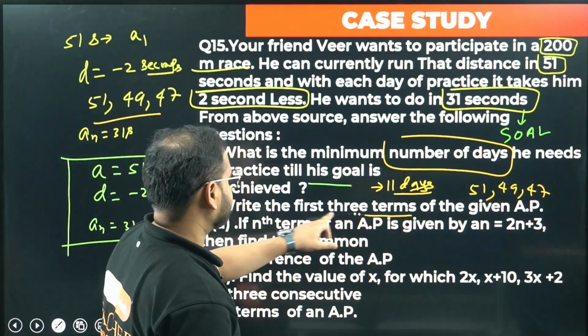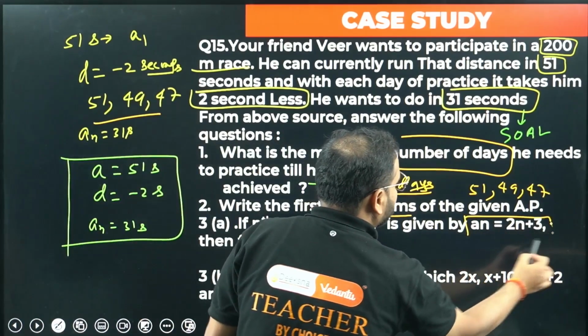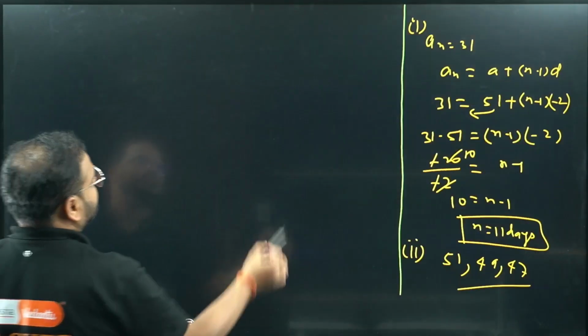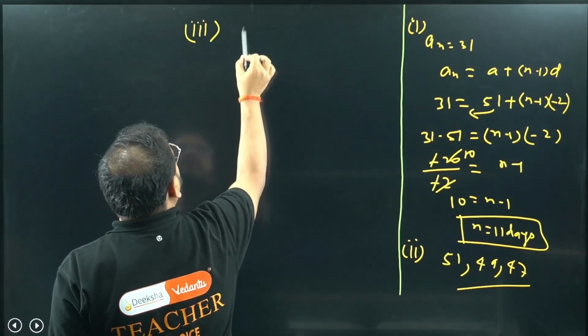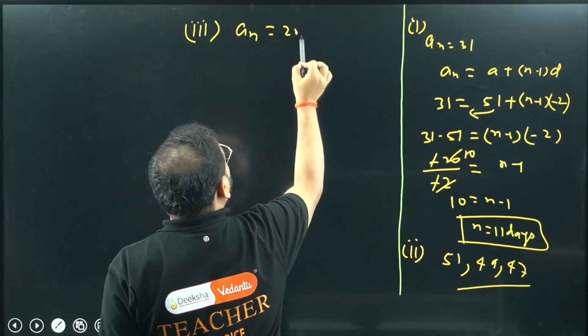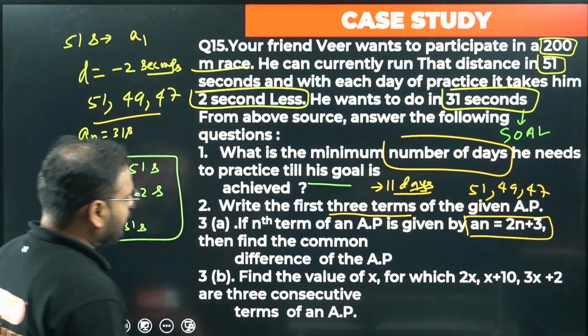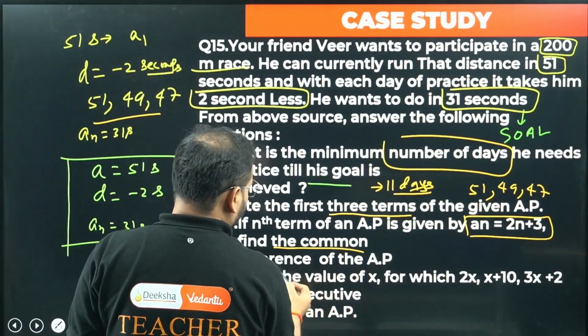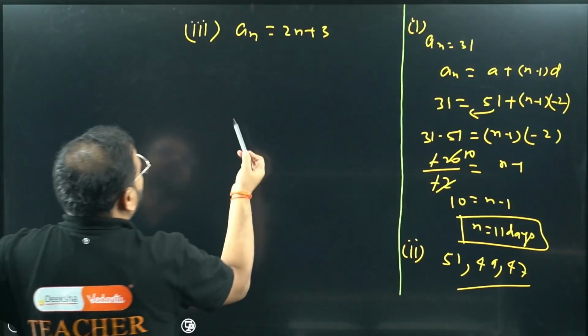Please check. Okay, if the nth term of an AP is given by a_n equals 2n plus 3. Let's write the given information. a_n is given as 2n plus 3. Find the common difference of the AP. So how do we find the common difference?